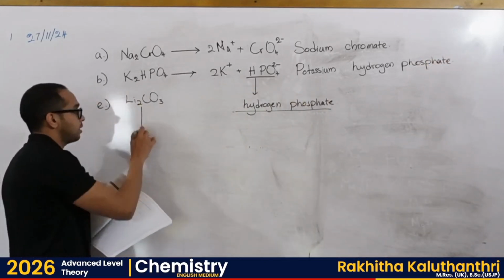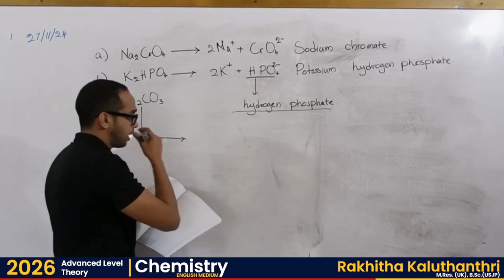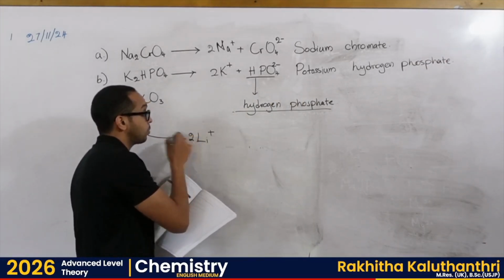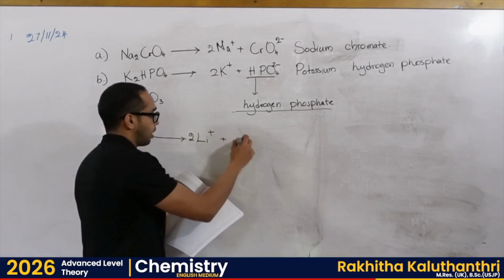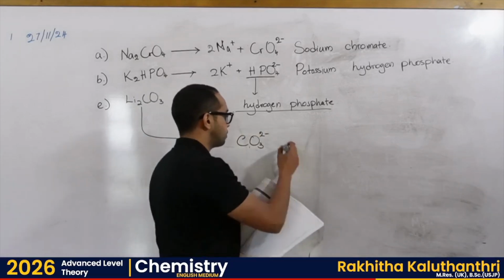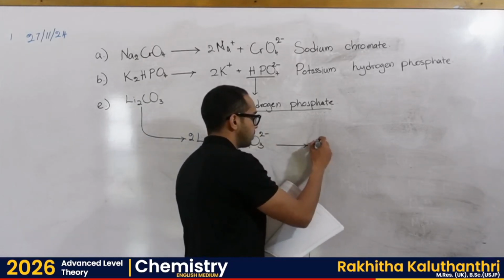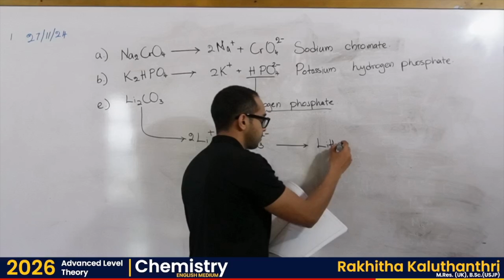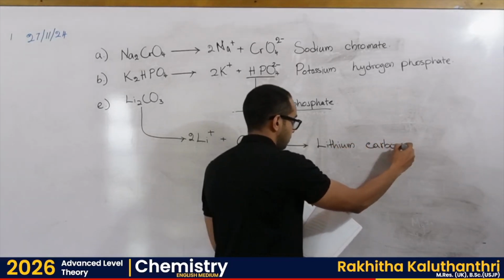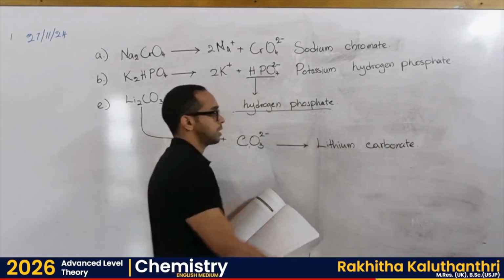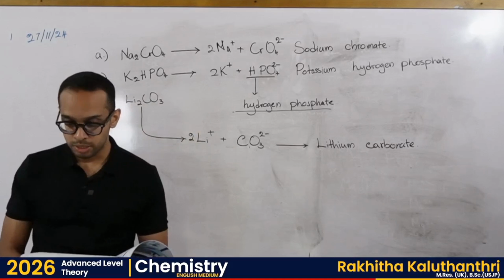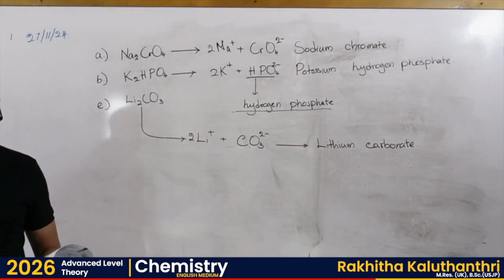And if I write lithium, we have lithium carbonate here. Lithium is 1 plus, and we have carbonate ions here, CO3 2 minus. So when you join the name, it will become lithium carbonate. Always only the first letter is capital, no other letter should be written capital in the entire name.